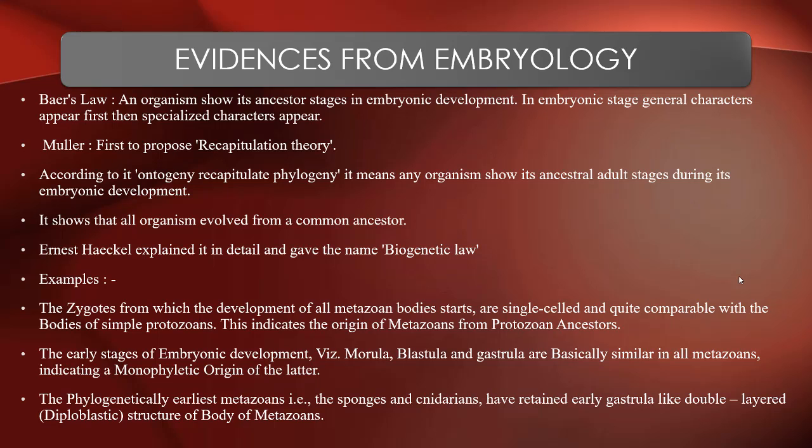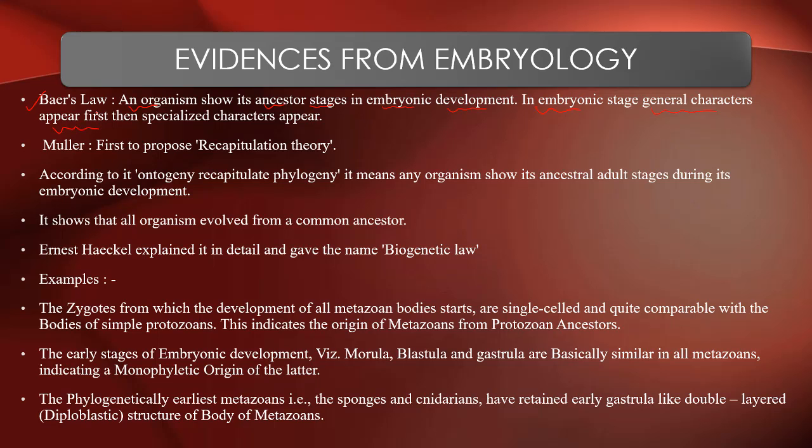The evidences from embryology start with Baer's law. Baer's law says an organism shows its ancestral stages in embryonic development. For example, when a human embryo develops during the embryological stages, it recapitulates some of the features of previous species, like fishes and amphibians. In embryonic stages, general characters appear first.